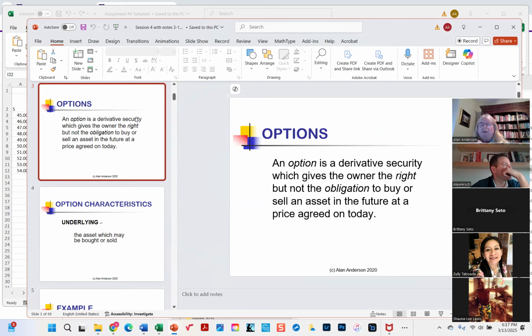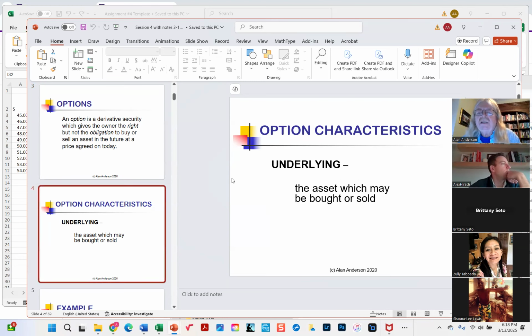It's an agreement. With an option, you are actually buying it. And if you never use it, well, then you just lose the money you paid for it. In a lot of ways, it's like an insurance policy. If you buy an insurance policy and you never need it, you still have to pay the premiums. You don't get your money back because you never crashed your car, for example. All right, so anyway, the underlying is the asset that you're allowed to buy or sell.